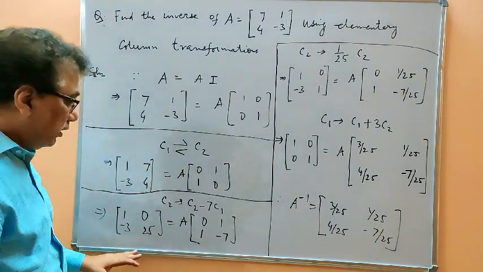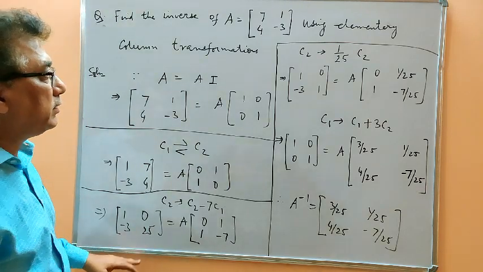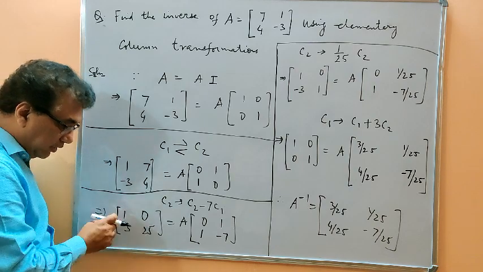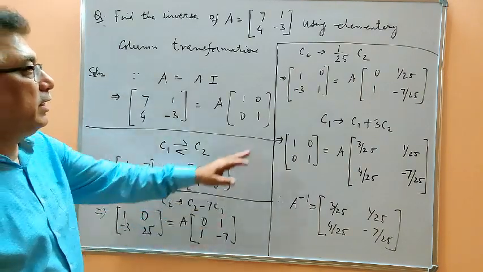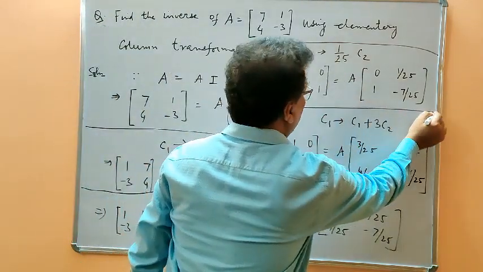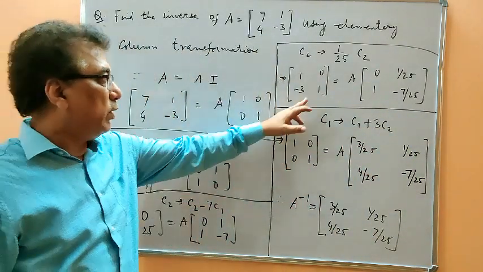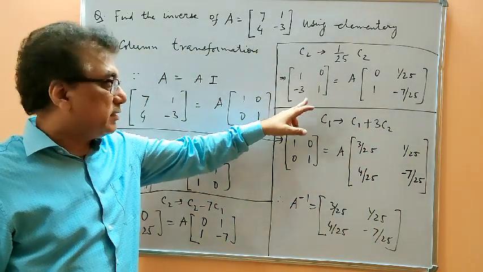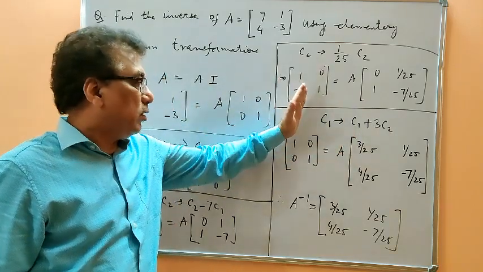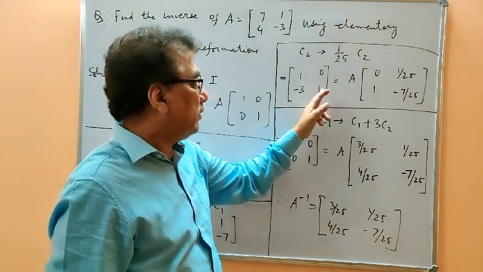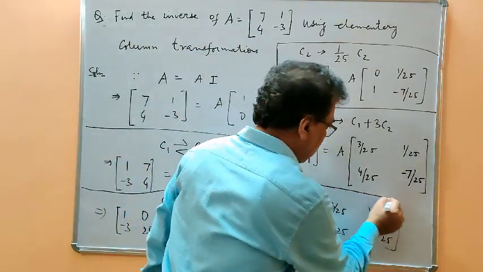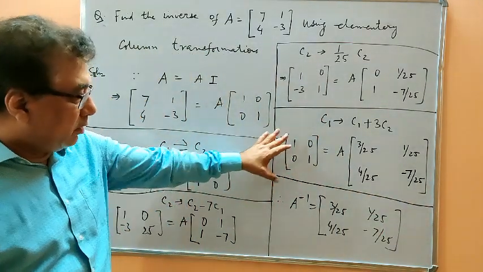Now the next step tells you that you have to make this element, which is A22, as 1. That's why I have divided throughout by 25, or multiplied by 1/25. So this is the result of that operation. Now we have got 1 here. Now the next step, we have to make this one 0. So the same operation we have performed here: in column 1 we are adding 3 times column 2. Other elements will not be disturbed. That is the last step.